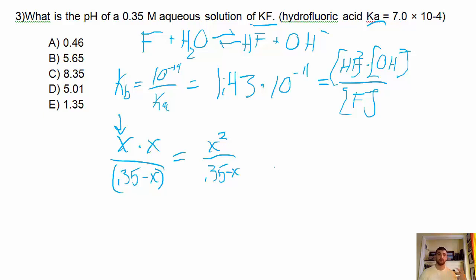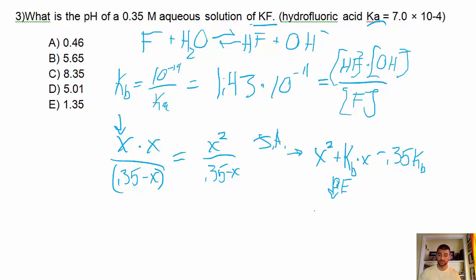I'm going to do some algebra, rearrange that so I get it into that polynomial structure that I'm familiar with, and I get x squared plus Kb times x minus 0.35 Kb. So now I can plug in my quadratic equation, solve for x, use the x that makes sense, and I get x equals 2.24 e to the minus 6, and that is the molarity of the OH minus. And that's just what I solved for.